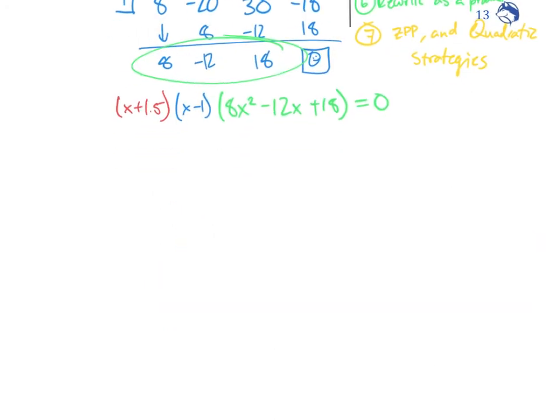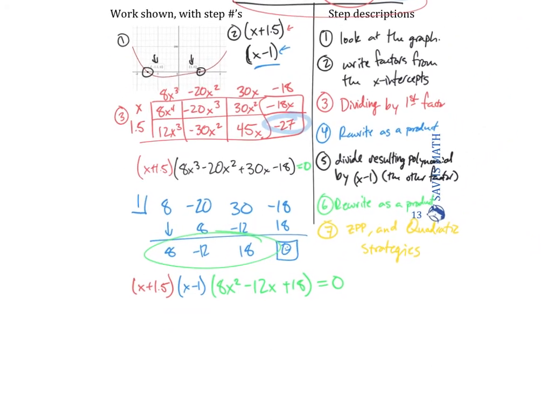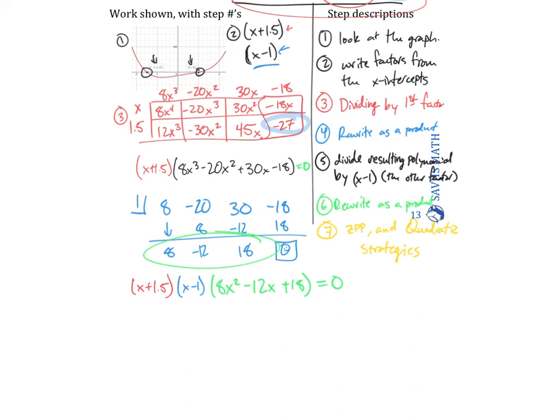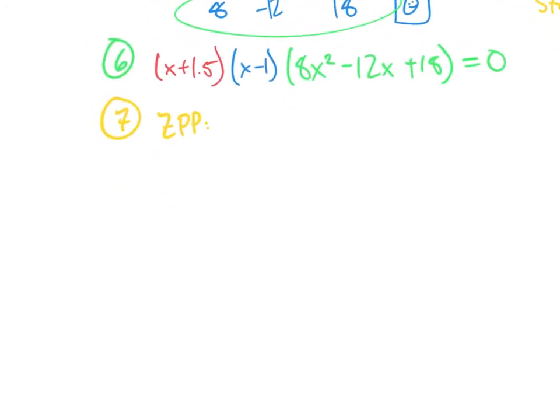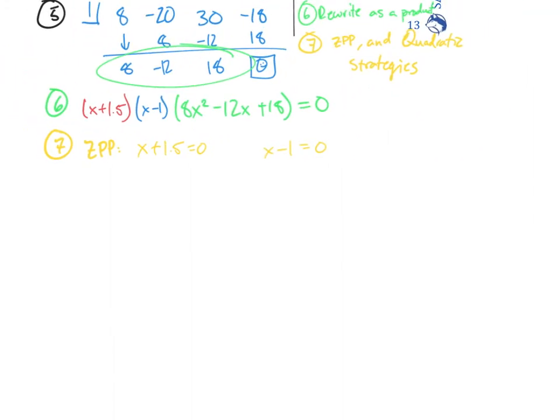Okay, so I suppose I haven't been labeling, so I should probably write those things. So this is step 4 right here. This is step 5 right here. This is step 6 right here. And now I'm at 7. So I can say x minus 1 equals 0. And then I can say 8x squared minus 12x plus 18 is 0.